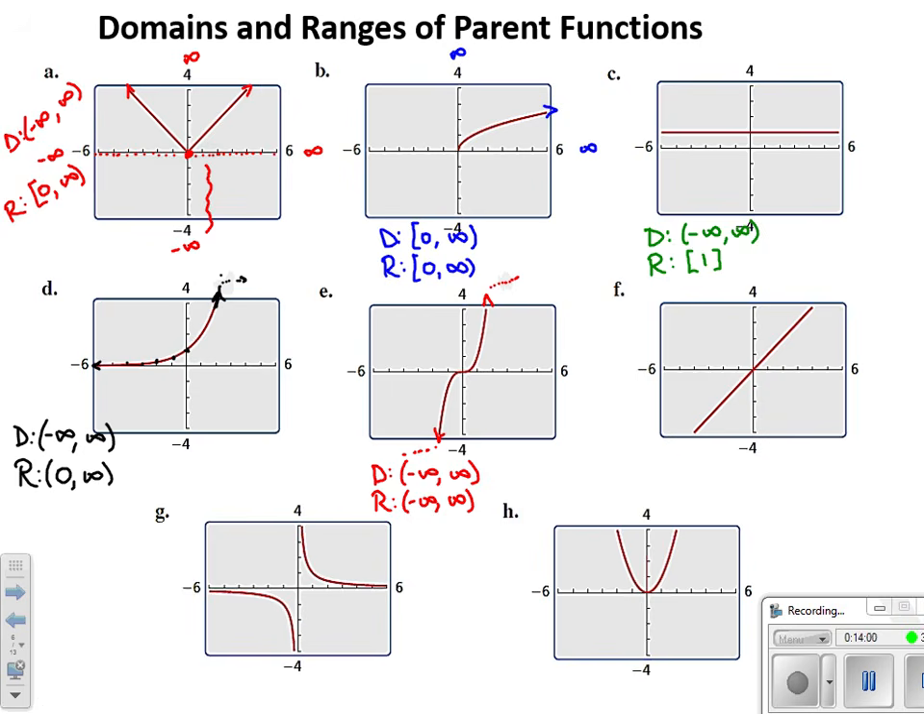Letter F, this one should probably be the easiest one. We've got a line that continues, and it's slanted. It's not perfectly horizontal like we saw up above. So every domain, every x value is hit, and for our range, every y value is hit.